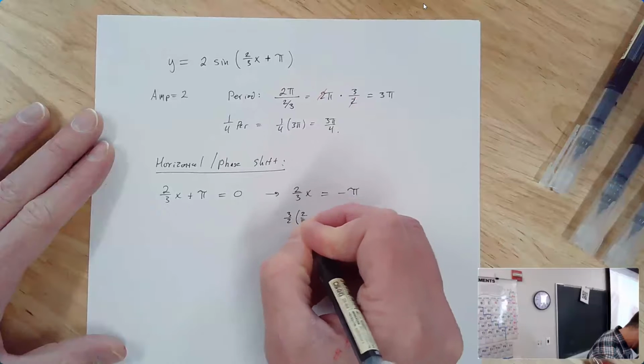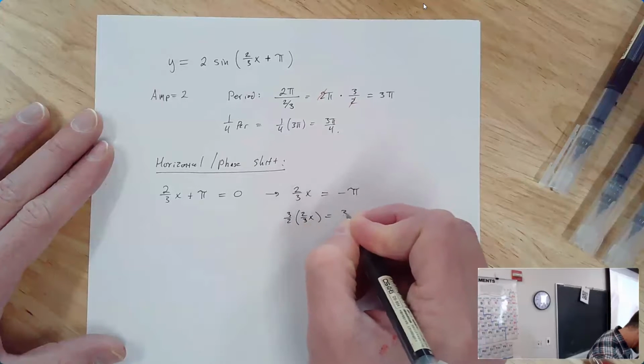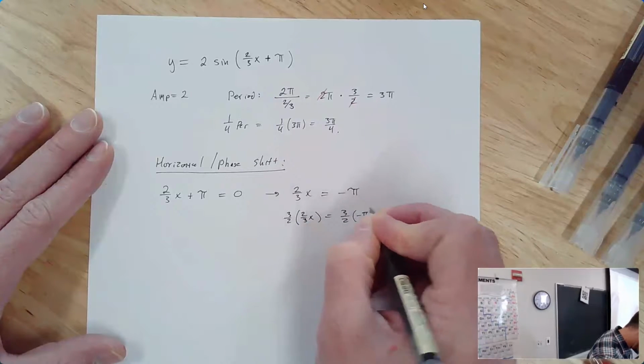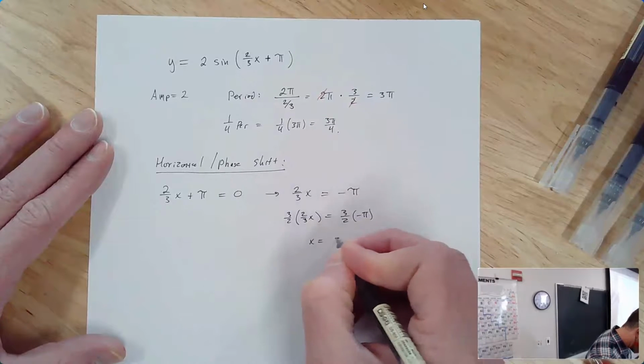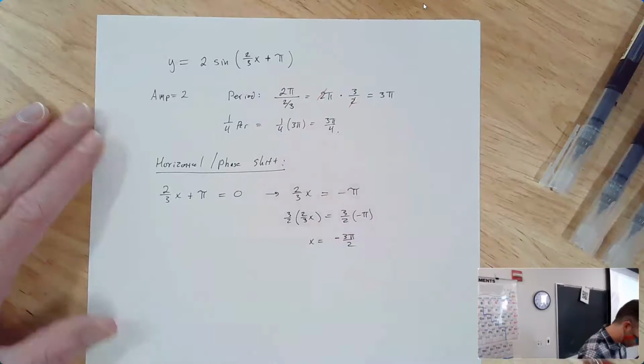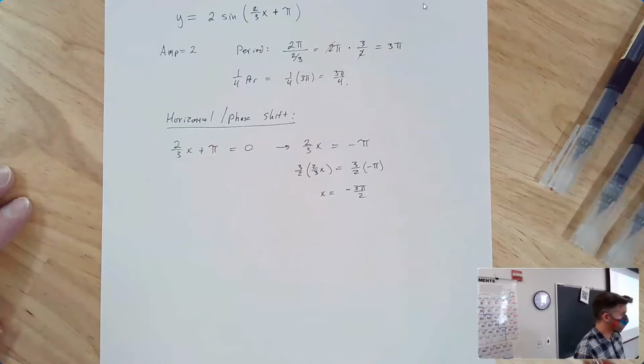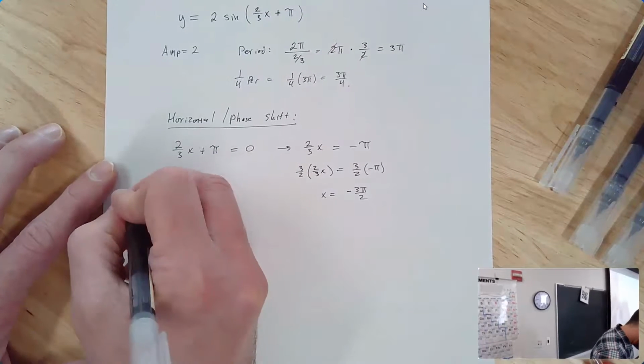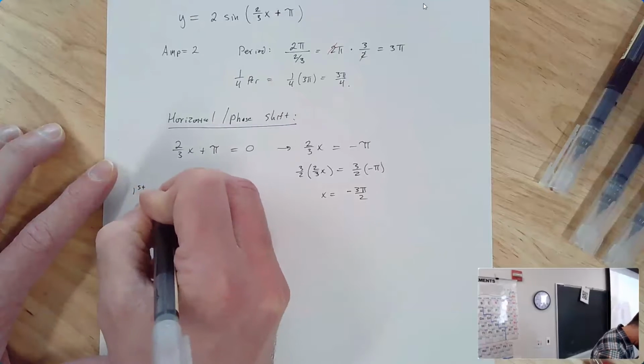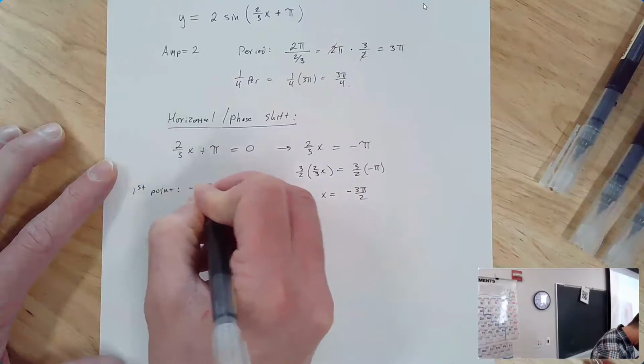3/2 times 2/3 x equals 3/2 times negative pi, to end up with x equal to negative 3 pi over 2. That's your first point. Instead of 0, our first point is negative 3 pi over 2.